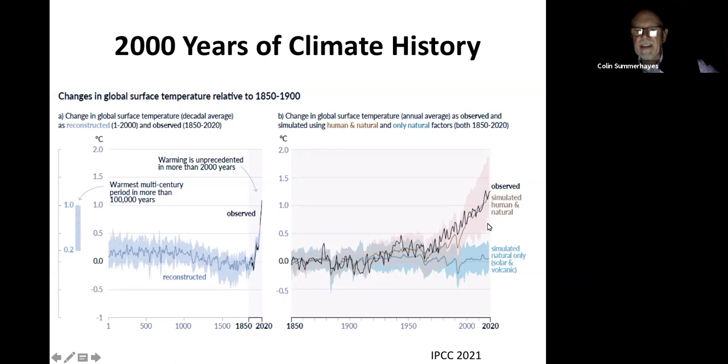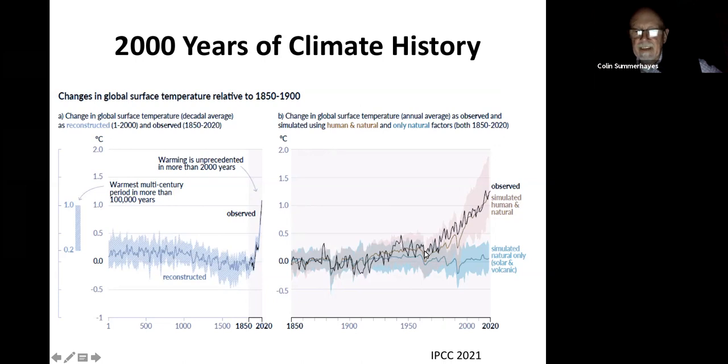And we can simulate that. First of all, we can divide that signal into two parts. What was the natural variation due to solar change and volcanic change? When we look at that signal and put that through a numerical modeling system, we come up with this blue line, which is more or less horizontal with some wiggles. So that's the variation that we should have expected in our climate if we had natural forcing only.